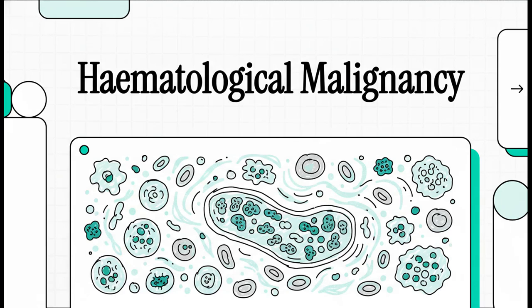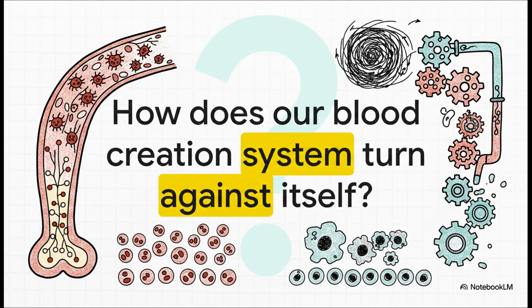All right, welcome everyone. Today, we're really going to dive deep into a complex topic, hematological malignancies. Now, what are these? Well, they're the cancers that start right in the very core of our being, our blood and bone marrow. And really, this whole explainer is going to circle back to one big central question. How does this incredibly intricate, life-sustaining system that creates our blood, how does it turn against itself? How does the very factory that builds our blood cells become the source of such a devastating disease?